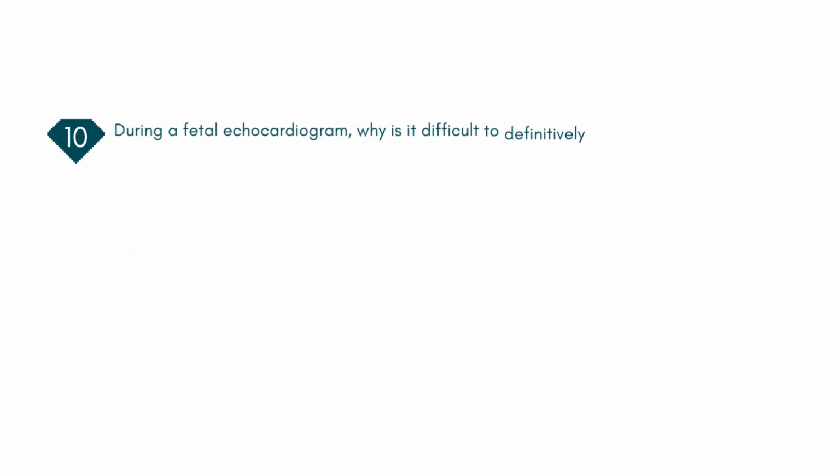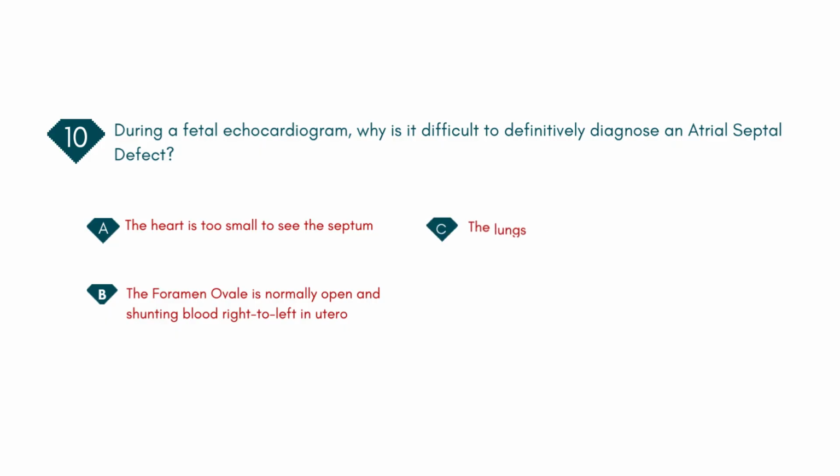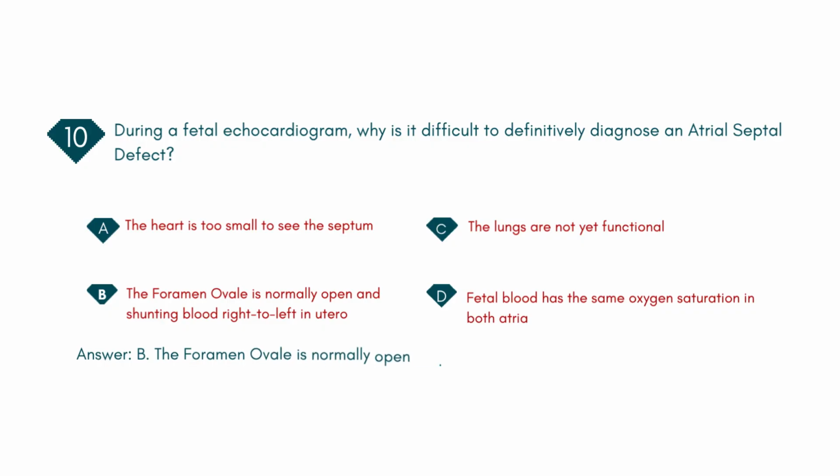During a fetal echocardiogram, why is it difficult to definitively diagnose an atrial septal defect? A. The heart is too small to see the septum. B. The foramen ovale is normally open and shunting blood right to left in utero. C. The lungs are not yet functional. D. Fetal blood has the same oxygen saturation in both atria. Answer: B. The foramen ovale is normally open and shunting blood right to left in utero.